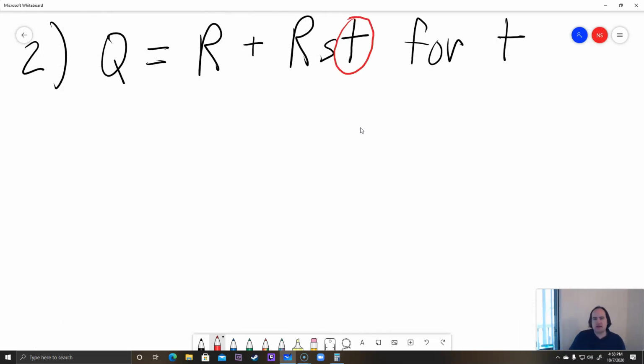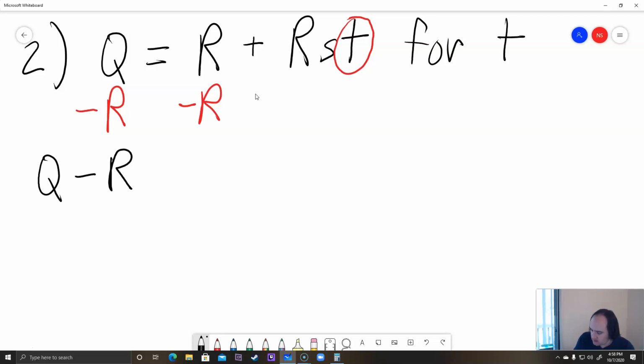But in order to isolate it, remember when you're solving an equation, you want to do your addition and subtraction first. So here we're going to want to get rid of the R first. So to get rid of this capital R, we're actually going to subtract R from both sides. So that's going to be our first step. So on the left side we get Q minus R. And then on the right side we have RST.